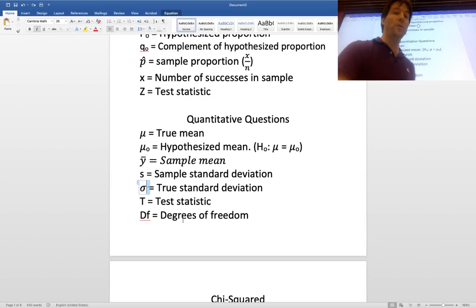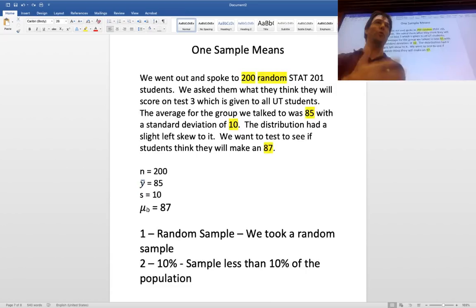So you can read mu naught as the hypothesized true mean. It's what we hypothesize the mean is, which is the truth for everybody. It's just a value I came up with. We want to test to see if students think they will make an 87. Does that make sense? That is what I'm testing, and that's what we hypothesize is true.